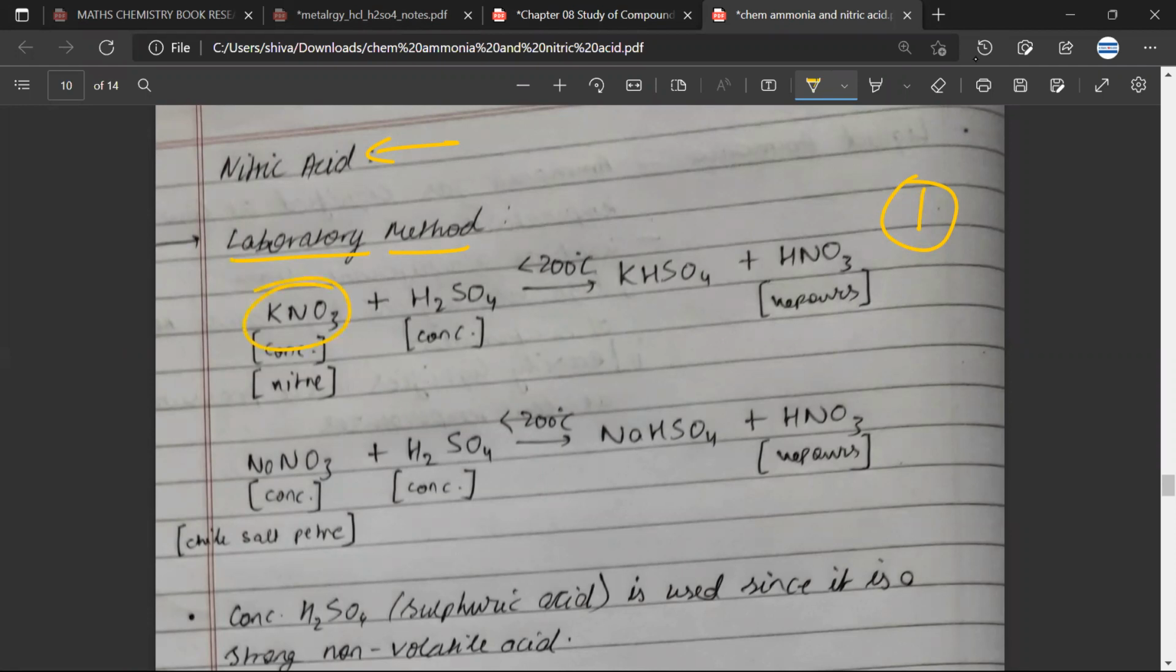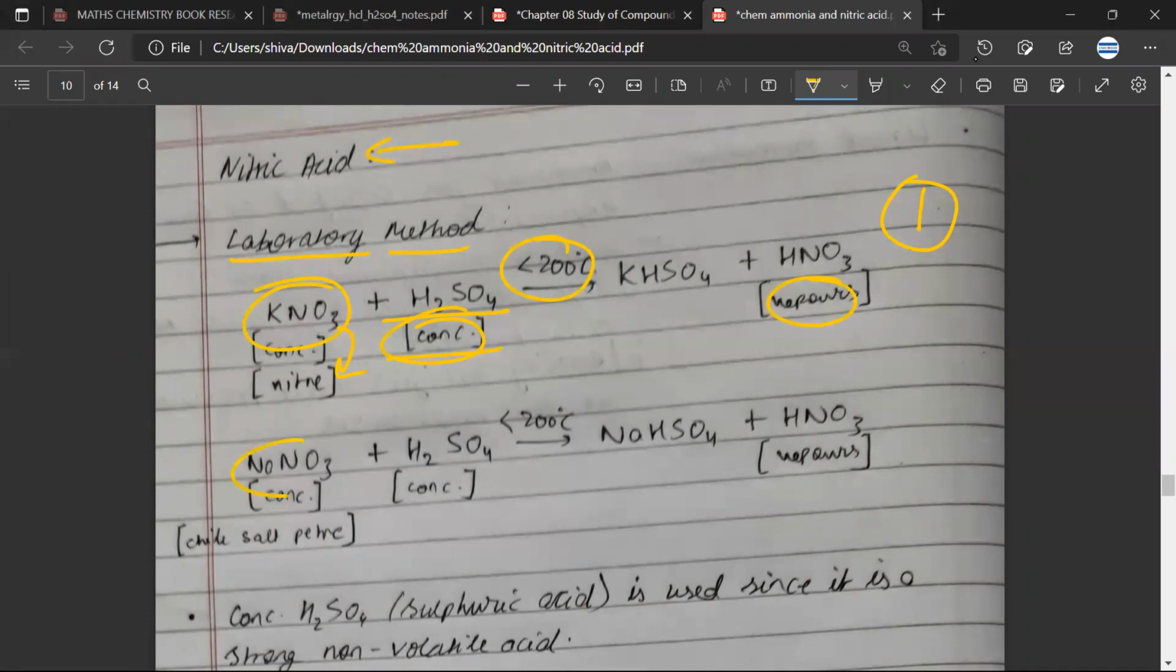The first is potassium nitrate, also known as niter. It is reacted with concentrated H2SO4 at a temperature below 200 degrees Celsius to give KHSO4, also known as potassium bisulfate, plus HNO3 in the vapor form.